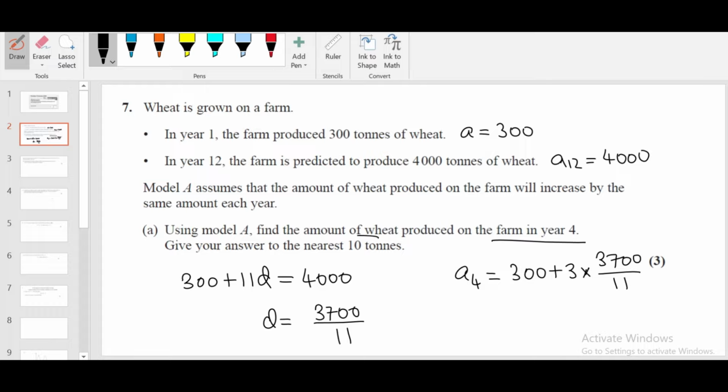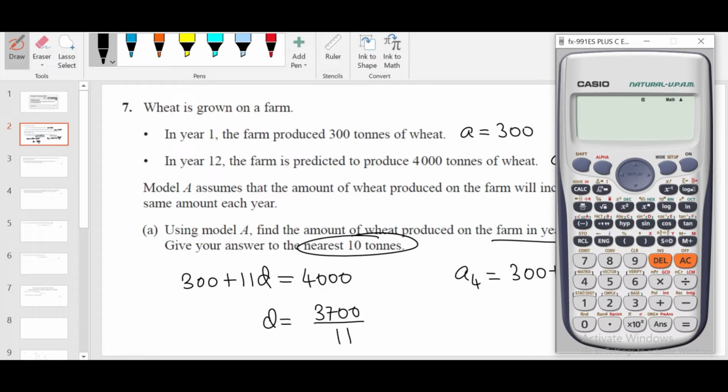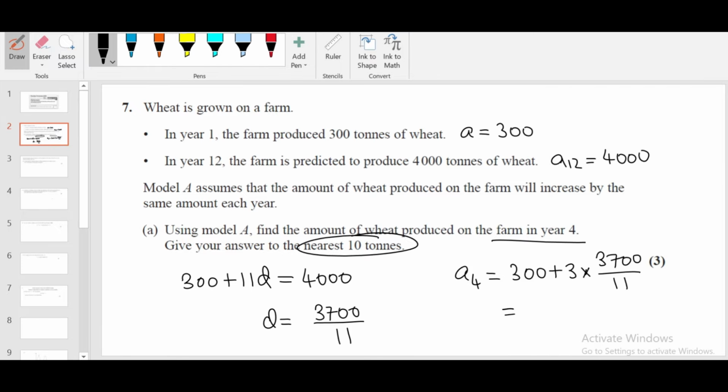Find the answer, round it to the nearest 10. So a plus 3 times 3,700 over 11 gives 1309, round it to the nearest 10, it's 1310 tons. That's all for part A. Let's move on to part B now.